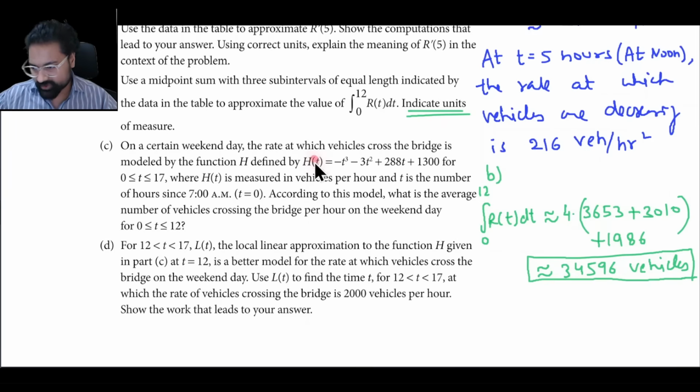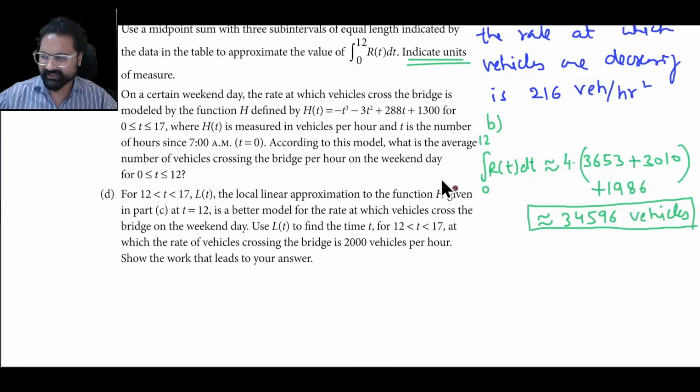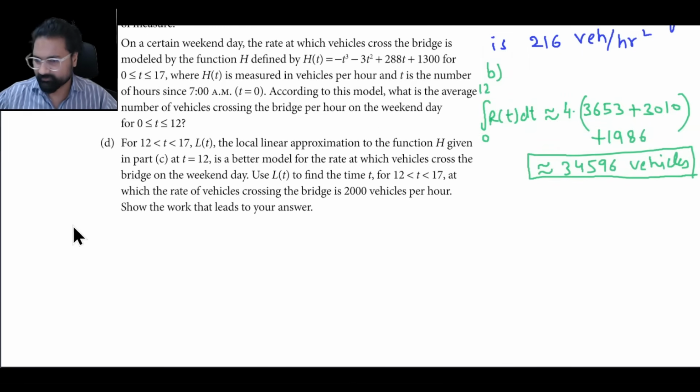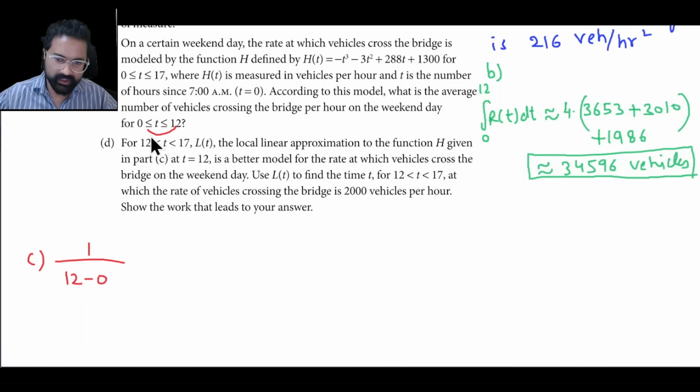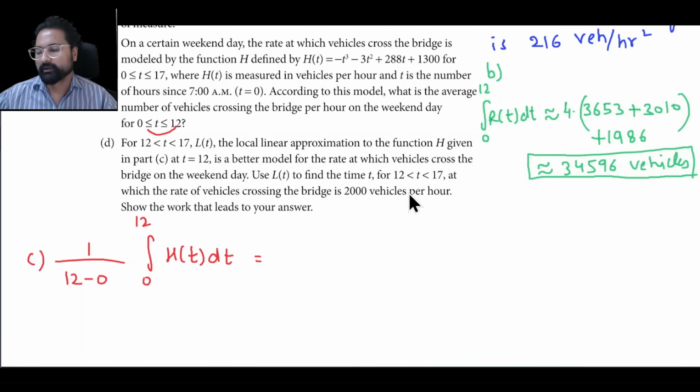Since h is already a function that is modeling vehicles per hour, and I need to find the average value, isn't that a fancy way of asking what is the average value of a function? And the average value of a function is given by 1 over b minus a, where b is 12 and a is 0, times the integral from 0 to 12 of h of t dt. This is going to be the average value.